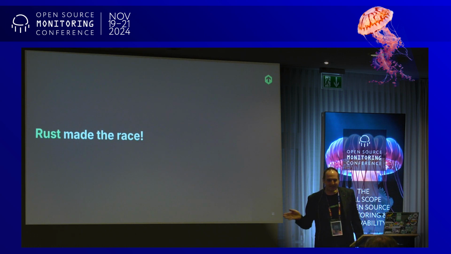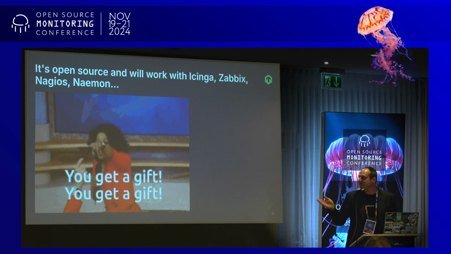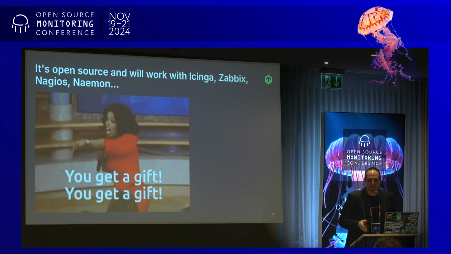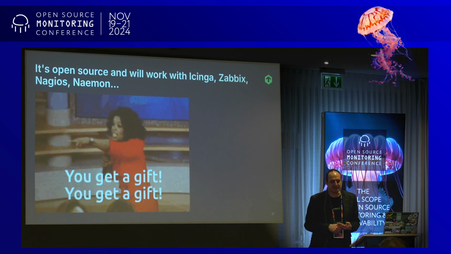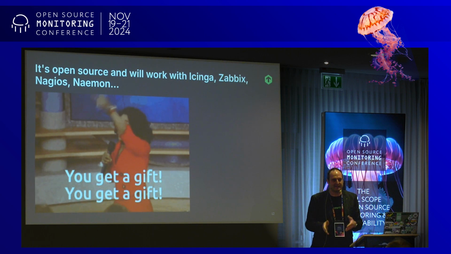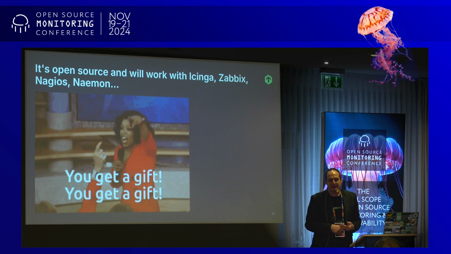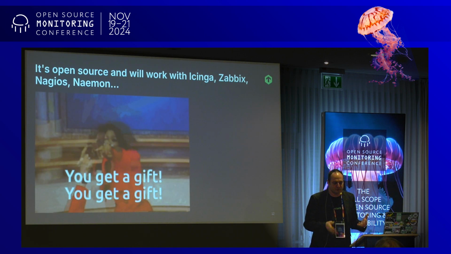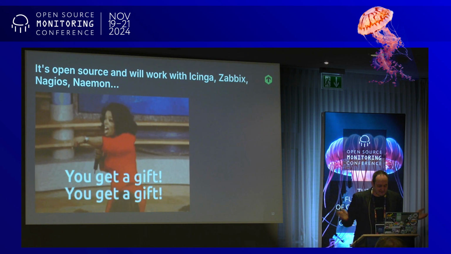for us, Rust made the race, and of course, or not so of course, because we maintain some closed source components, but in this case, we considered it as that essential that we want to give back to this family that has its roots in Nagios, and we open sourced it.